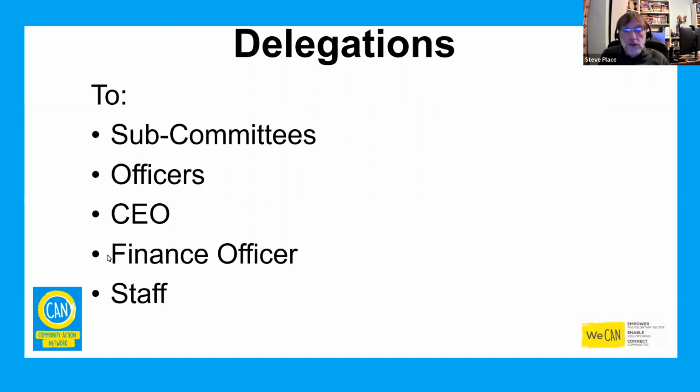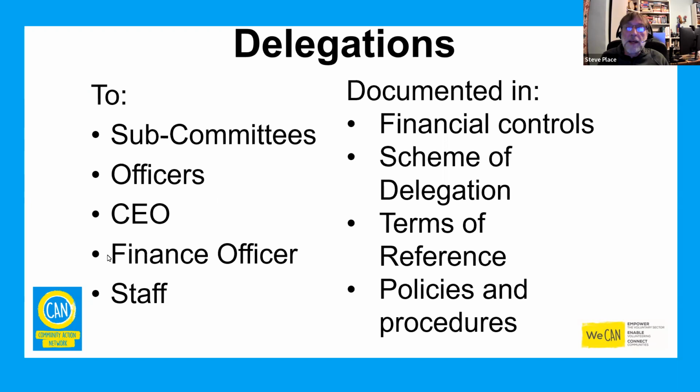Again, if you've got some sort of paid person, a finance officer, bookkeeper, whatever you want to call it, and even frontline staff and maybe volunteers, you might say to them that they're allowed to go and spend £10 on certain things without getting permission from anyone else. So even that is a delegation. But basically they need to be documented, and they could be documented in different places.